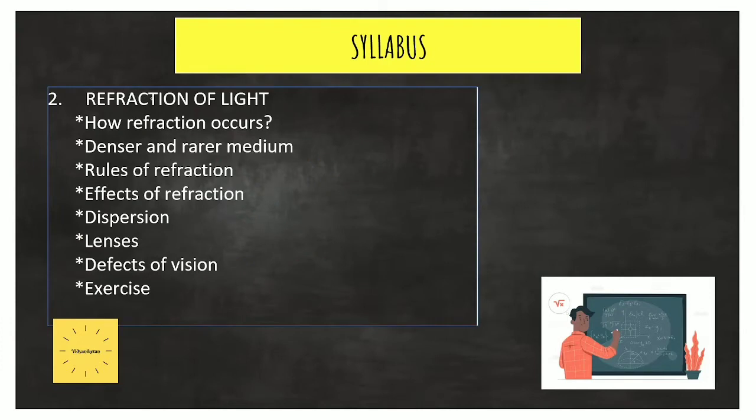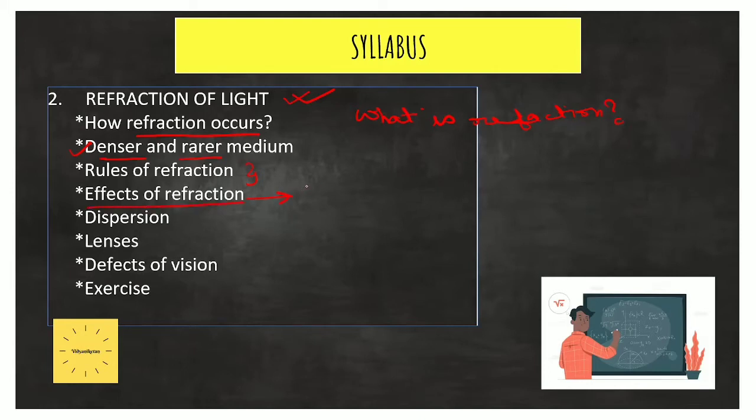The next chapter is refraction of light. In this chapter we will study about refraction. What is refraction? We have to know what is refraction. And then we will know about how refraction occurs. We move on to the next part, that is denser and rarer medium, and we will learn about the rules of refraction.